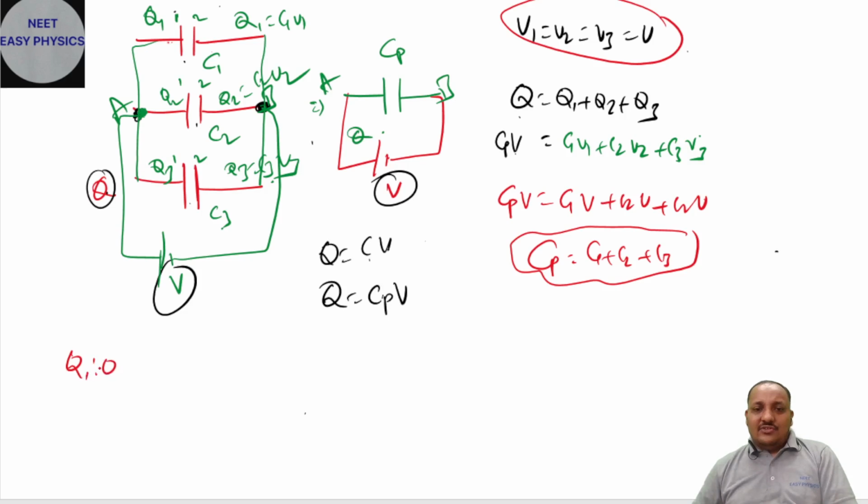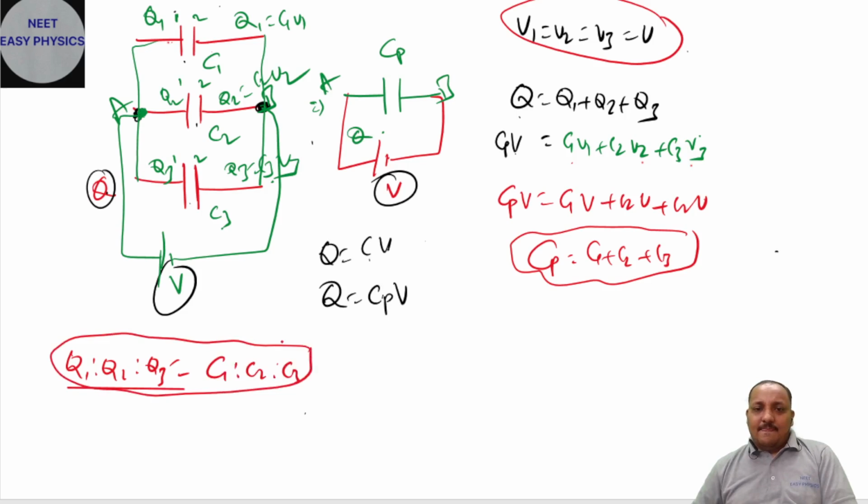Now what is the ratio of charge, Q1 is to Q2 is to Q3? In series what we got? 1 is to 1 is to 1. Now you can see what you will get here: C1V1, C2V2, C3V3. Therefore, C1 is to C2 is to C3. Now what is the voltage ratio? V1 is to V2 is to V3, voltage is the same: 1 is to 1 is to 1. Correct.